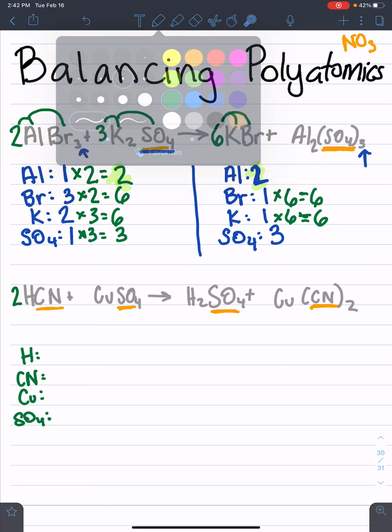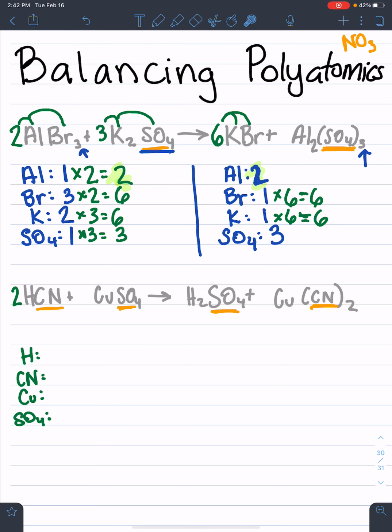All right, so we did our H's. We have 2 H's and we have 2 H's. Now, on this side, the 2 goes with the CN also, so I have 2 CNs. On this side, I also have 2 CNs. That little number tells me 2 CNs. Then I have 1 Cu, 1 Cu, 1 SO4, 1 SO4. So this is balanced just like that with just adding that number up top. So you can do them kind of in your head and work out the problems that way.